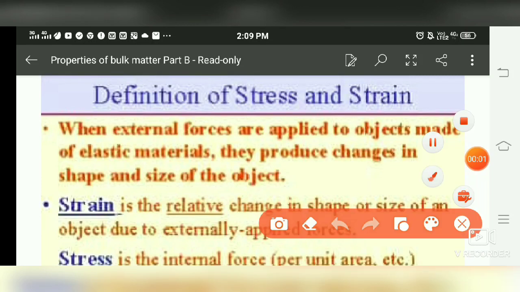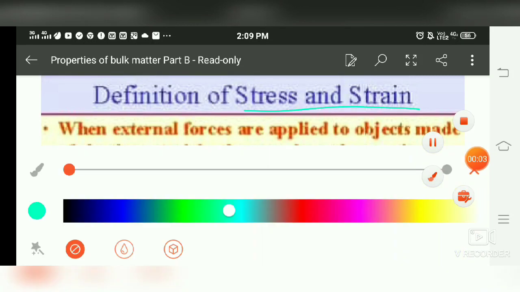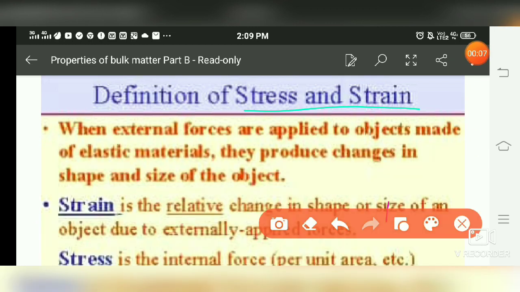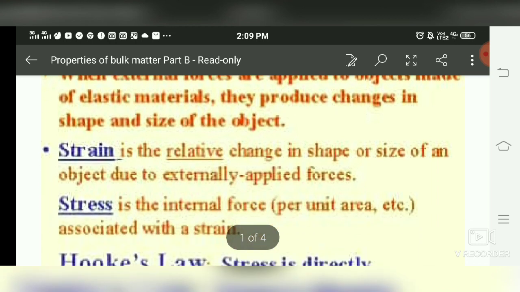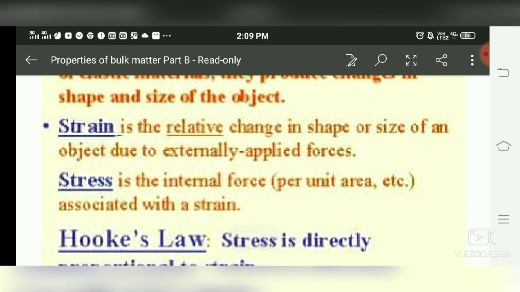Next topic is stress and strain. When an external force is applied on an object made of elastic material, it produces a change in the shape and size of the material. If we have an elastic material and we apply force on it, as a result the shape and the size of the material get changed.